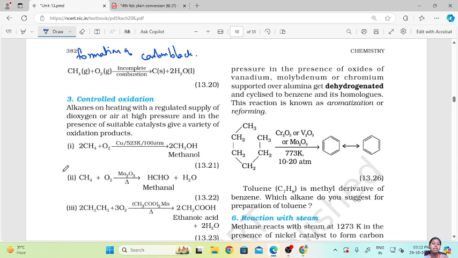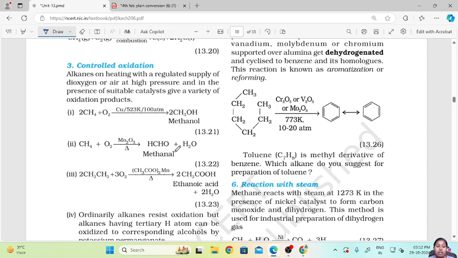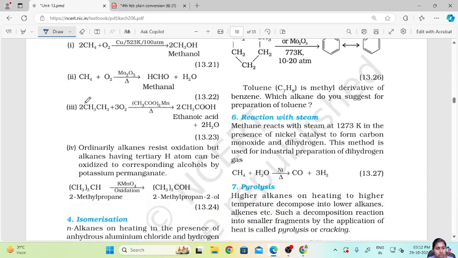So you can control the process. You can give appropriate amount of air and a suitable catalyst can convert your same reactant into different products. Now this is ethane.